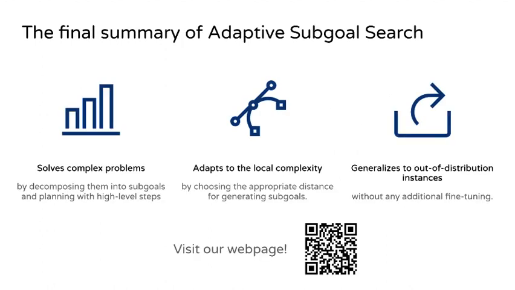To sum up, in our work we introduce adaptive subgoal search, a planning algorithm that successfully solves complex problems by decomposing them into smaller subtasks, high-level steps. The adaptivity mechanism makes it efficient and, moreover, robust to distribution shifts.